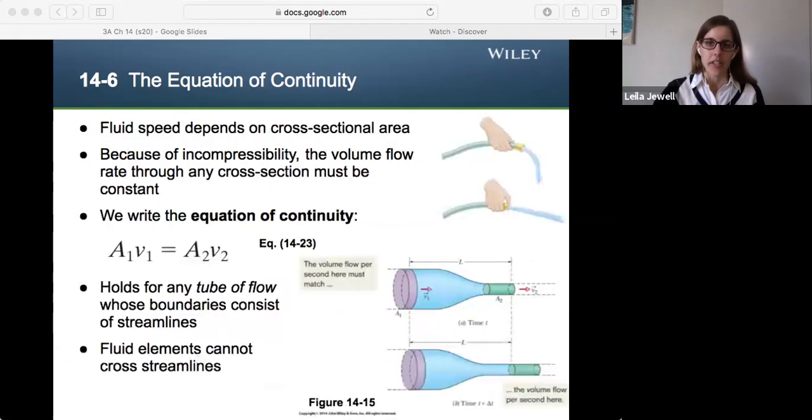Right, now the fluid speed is going to depend on the cross-sectional area. Because of incompressibility, the volume flow rate through any cross-section must be constant. And so from this, we can write the equation of continuity. And this is a really useful equation. It says the area at one instant times the velocity at that instant is equal to the cross-sectional area at another instant times the velocity or speed at that instant.